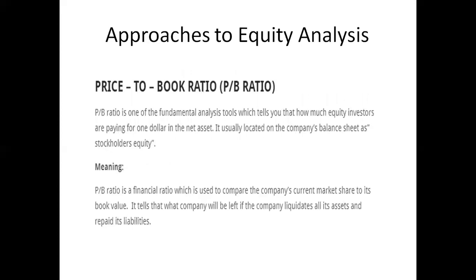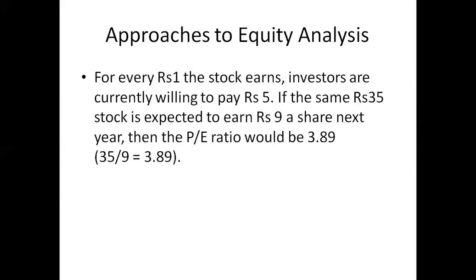Now, price to book ratio. So here we have 35 as the expected price, and rupees 9 is the earnings for that year. That is, the stock price would be 35 and the return would be 9. So the price earnings ratio has changed to 3.89.